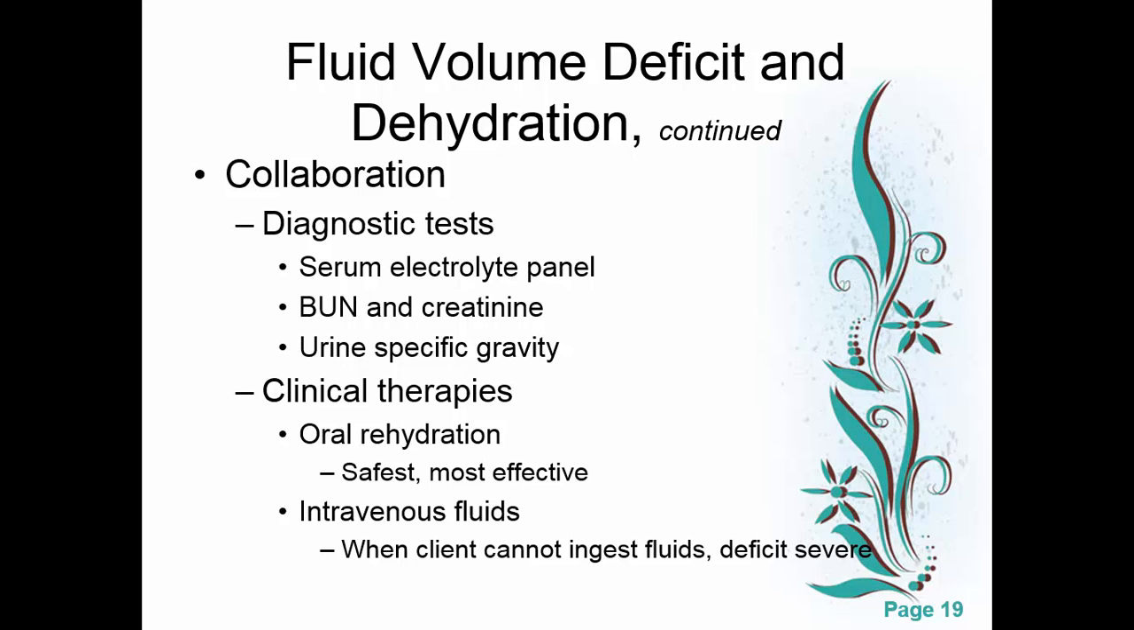Diagnostic tests. Your serum electrolyte panel, BUN and creatinine, and urine-specific gravity are useful in detecting moderate and severe dehydration. Clinical therapies. Adults usually require about 1,500 milliliters a day, or approximately 30 milliliters per kilogram of ideal body weight, for maintenance as far as fluids go.